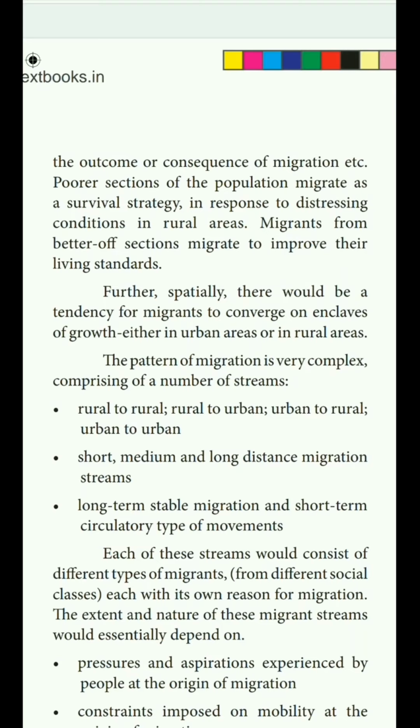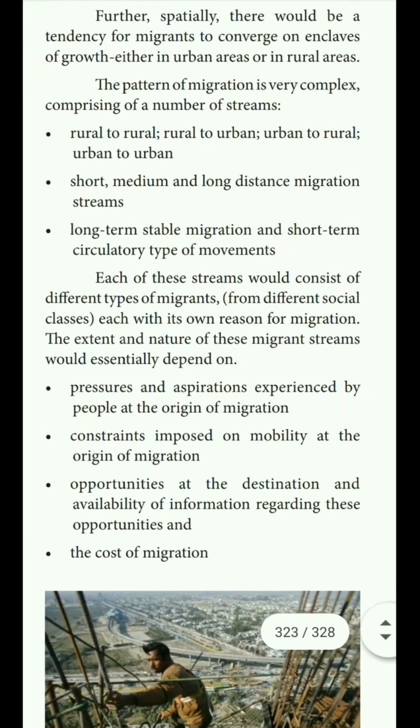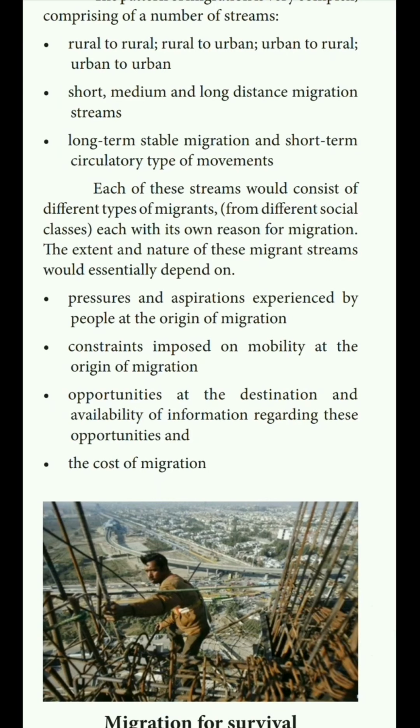The extent and nature of this migrant stream would essentially depend on how this pattern of migration happened: the pressures and aspirations experienced by people at the origin of migration, constraints imposed on mobility at the origin of migration, opportunity at the destination and availability of information regarding these opportunities, and the cost of migration. These are the important factors of the migrant stream for survival.